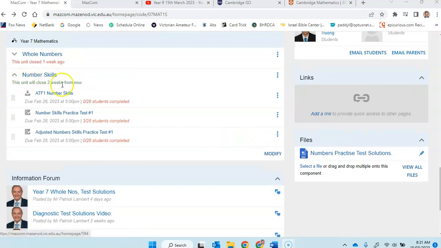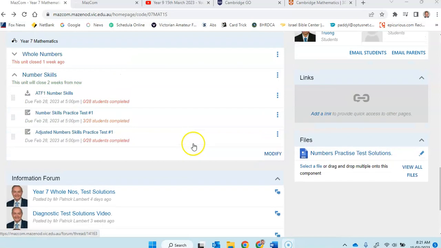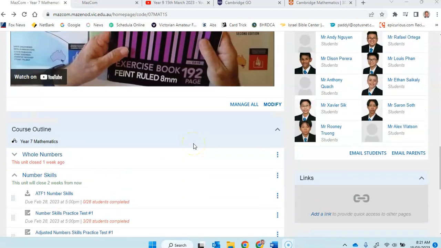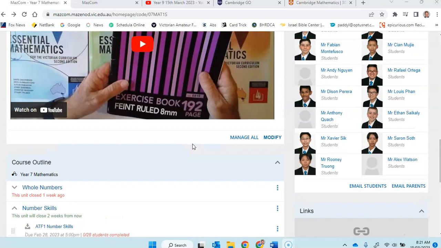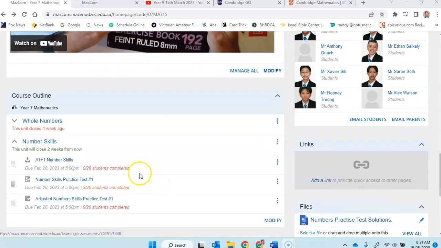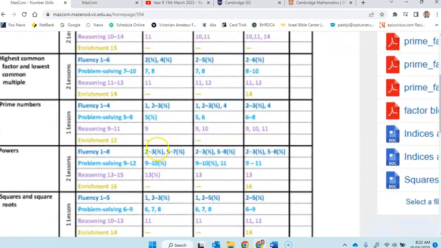Well, of course, we're on number skills. You did get your test back and the test solutions. Your job was to look at the test solutions and also look at your individual video, and then make examples of how to do questions and answers in your summary book. That was your task.